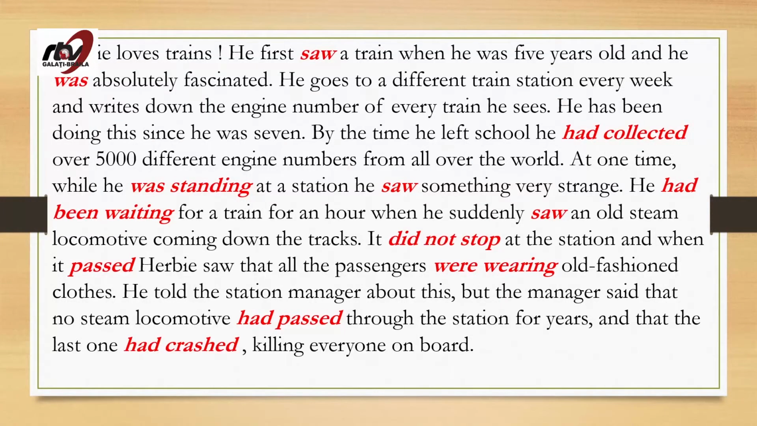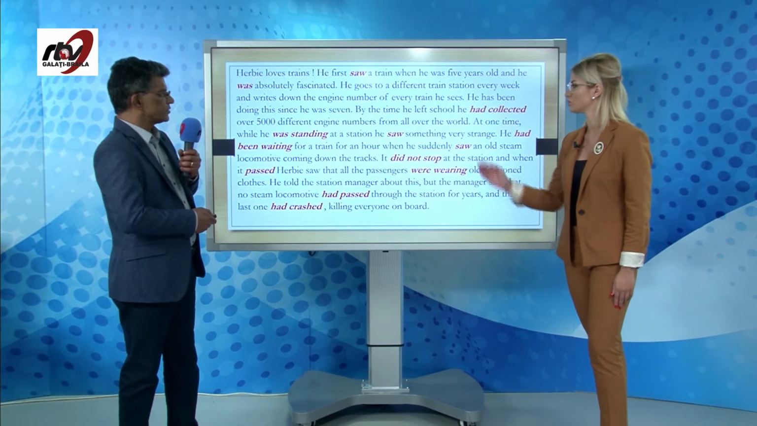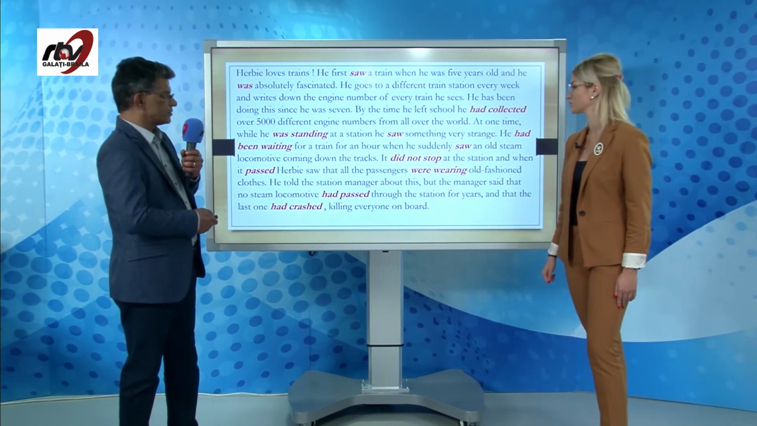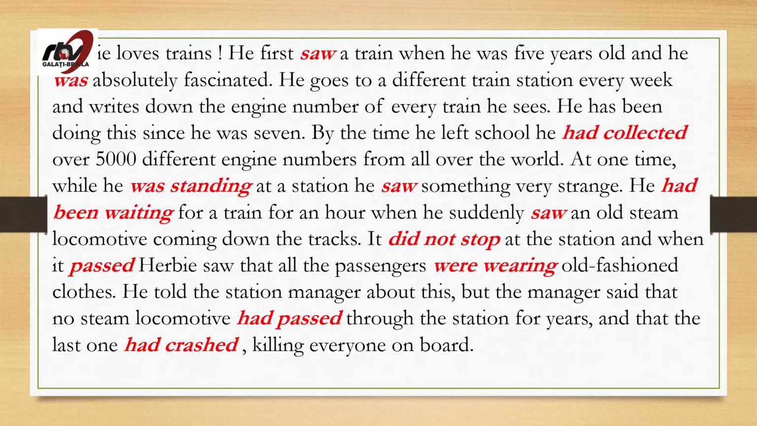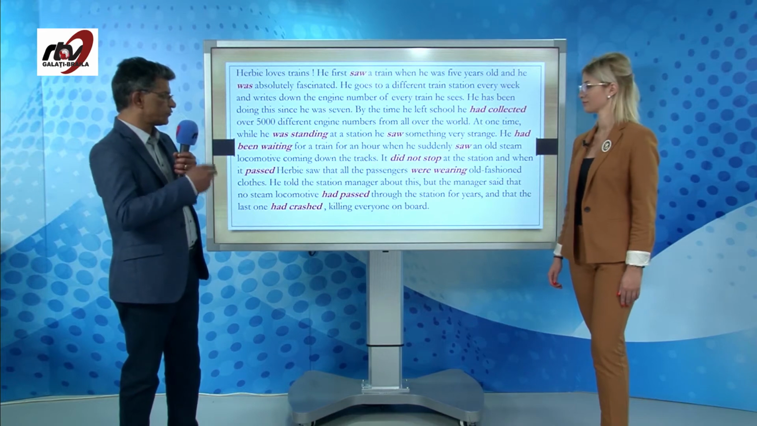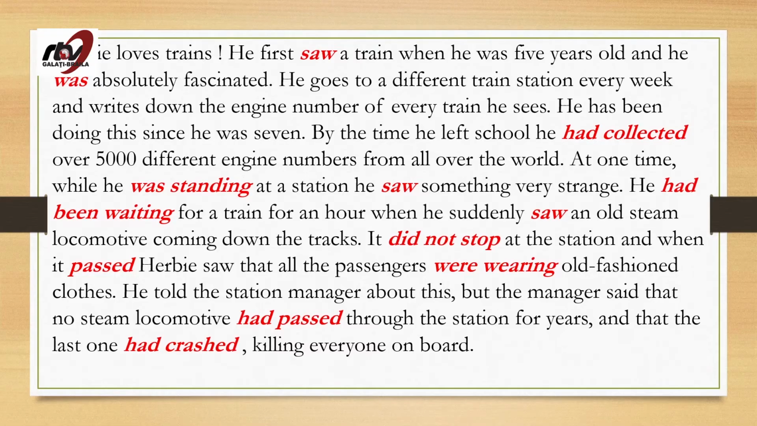At one time, while he was standing at a station, he saw something very strange. We have was standing, past continuous, and saw, past simple for the short action. This is a nice one. He had been waiting for a train for an hour. Action going on in the past, past perfect continuous, going on for a long time. When he suddenly saw, simple past, an old steam locomotive coming down the tracks.